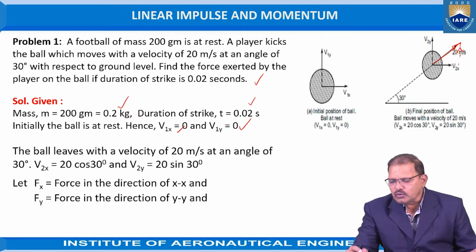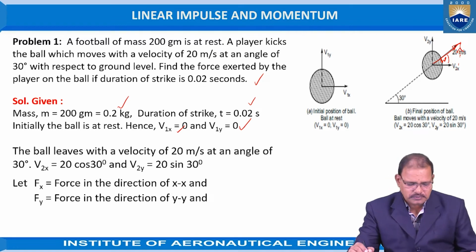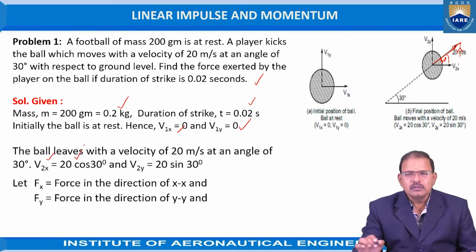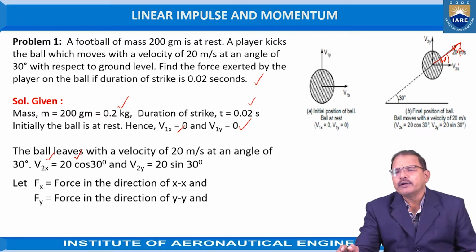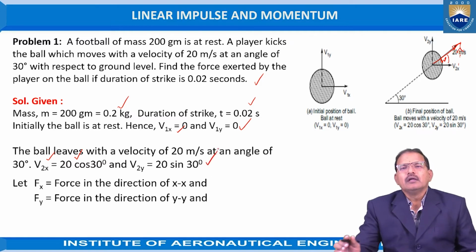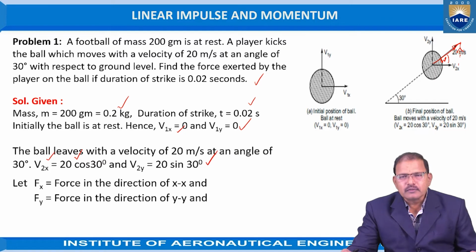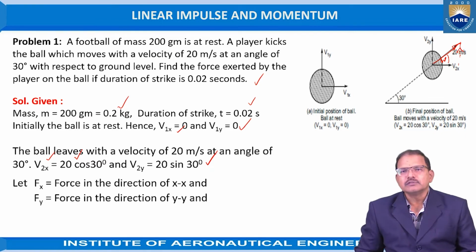Hence, v2x, that is the component of final velocity along the x direction, is equal to 20 into cos 30 degrees. That is, v2x is equal to 20 into cos 30. Similarly, the y component is equal to 20 into sin 30 degrees. Here Fx is representing the component of force which is acting in the x direction, and Fy is representing the component of force acting in the y direction.